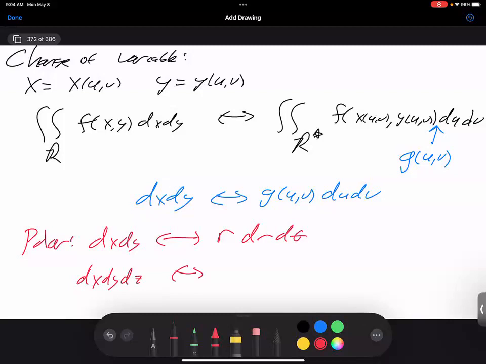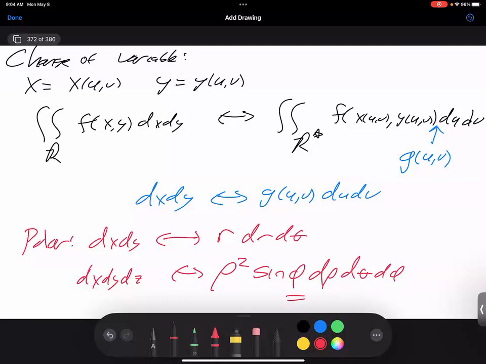Rho squared sine phi, d rho, d theta, d phi. We're going to use phi because we're mathematicians. And so we're going to have phi coming down from the z-axis and theta parallel in the xy plane. So it's really important to remember that it's phi, not theta, in math speak. If you use theta, it's not wrong so long as you switch the roles of theta and phi.